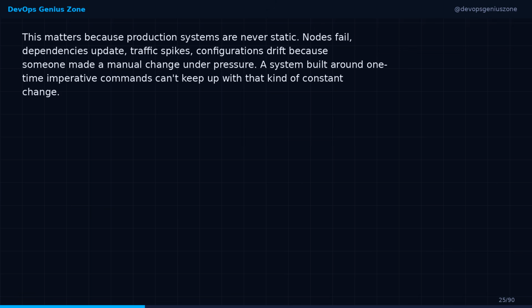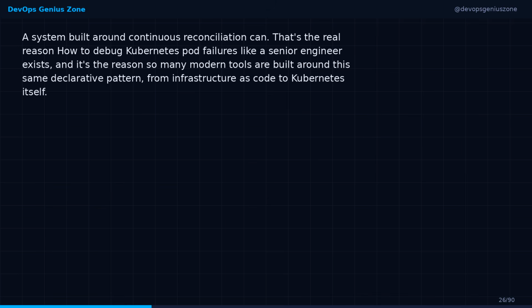Nodes fail, dependencies update, traffic spikes, configurations drift because someone made a manual change under pressure. A system built around one-time imperative commands can't keep up with that kind of constant change. A system built around continuous reconciliation can. That's the real reason how to debug Kubernetes pod failures like a senior engineer exists, and it's the reason so many modern tools are built around the same declarative pattern, from infrastructure as code to Kubernetes itself.